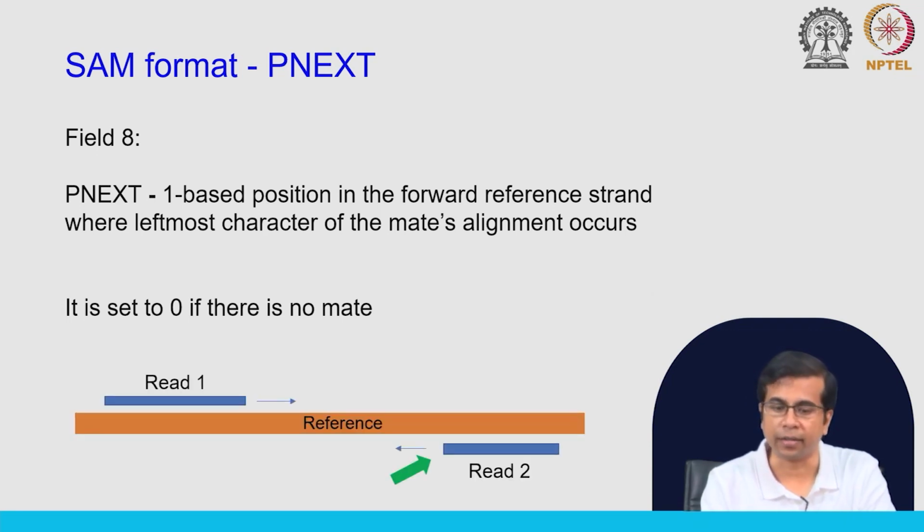If I just highlight this, this is the position that you get. If you have read 1, read 2, this is the position that will be represented in PNEXT, the coordinate system. Again, this will be some number, as we have seen in the real data in the last class, the POS has some number. So, here you will also get some number.